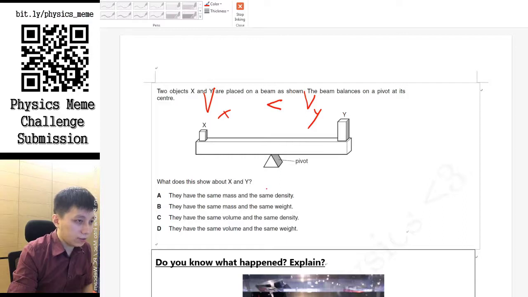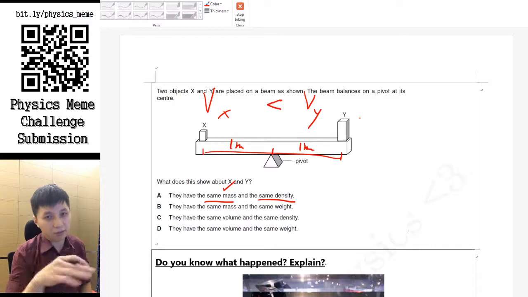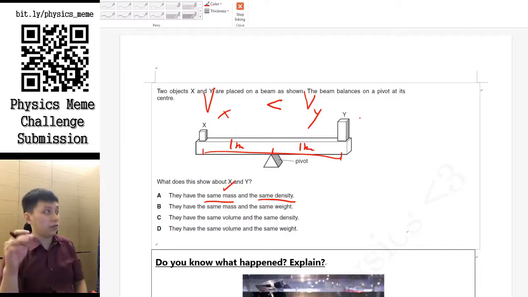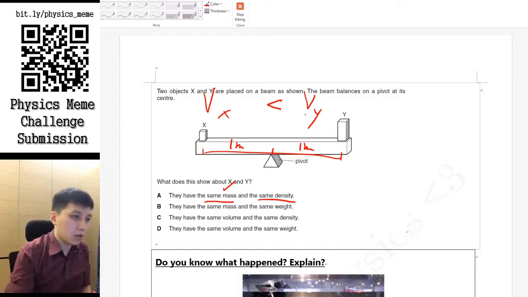And the thing is, the question asks you about the relationship between x and y. So let's just see. They have the same mass and same density. Same mass, I would say yes, because imagine these two, which are supposed to be in the center, I suppose, right? The question actually didn't say that, but say this is 1 meter, this is also 1 meter, because the length actually matters. You'll get to learn this in chapter 3 later on in IGCSE.